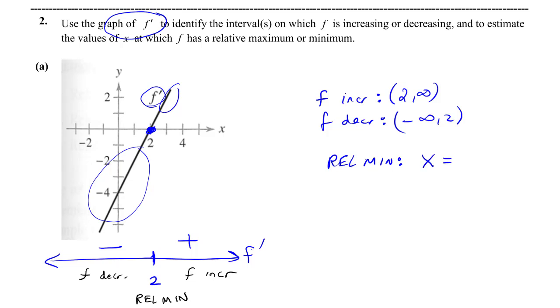at x equals 2. All right, so notice what I can't do. I can't actually find out the y-coordinates of the relative min because I don't have the original function. So that's what I'm left without here. All I can do is say that the relative min occurs when x equals 2, but I can't figure out a y value. I don't have the original function.